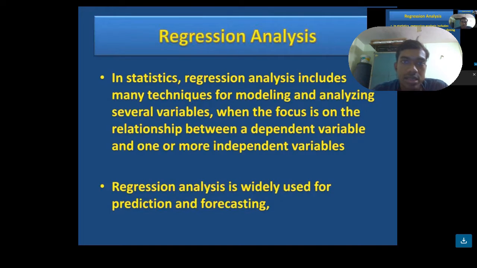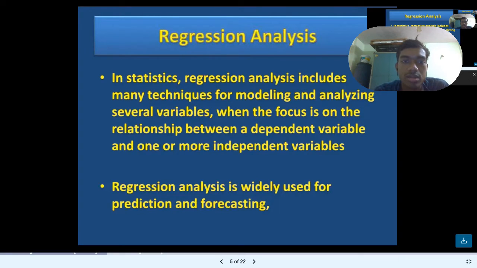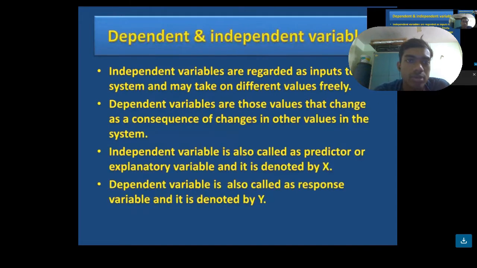Now let's look at regression analysis. In statistics, regression analysis includes many techniques for modeling and analyzing several variables. When the focus is on the relationship between a dependent variable and one or more independent variables, regression analysis is widely used for predicting and forecasting. Regression is used for predicting the dependent variables from the independent variables, given previous data sets of both.